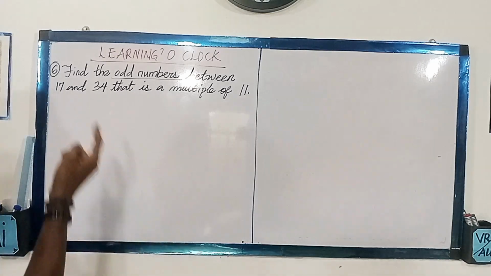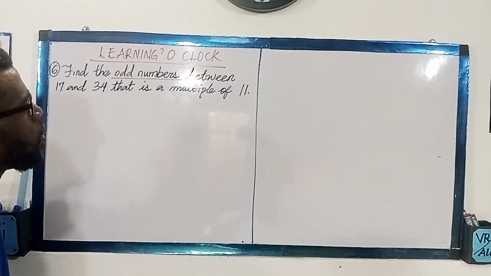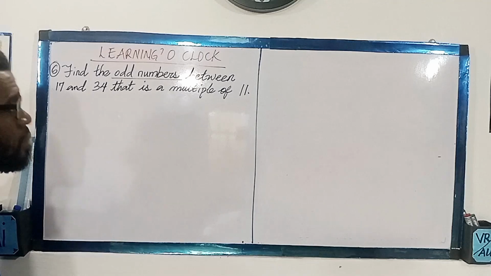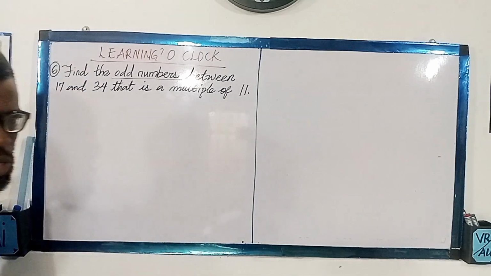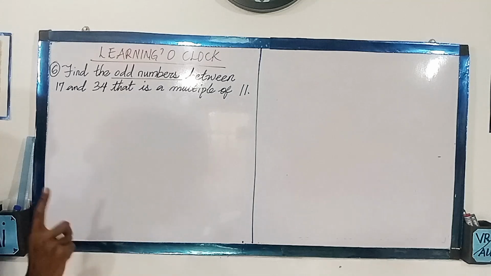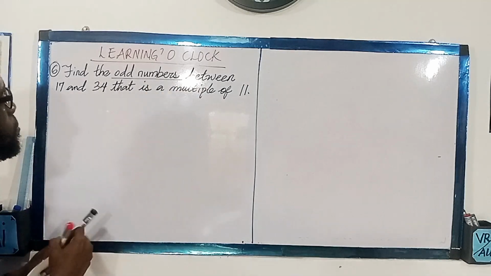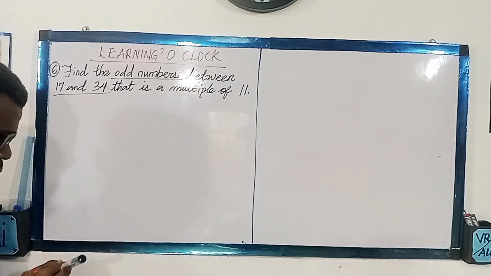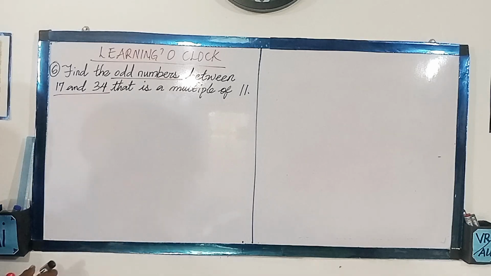So we want to find the odd numbers between 17 and 34, that are a multiple of 11. The first part of the question is to find the odd numbers between 17 and 34. So let's get this done. First, odd numbers between 17 and 34.